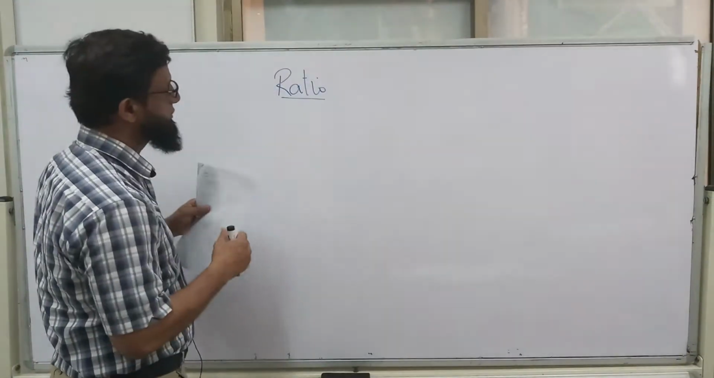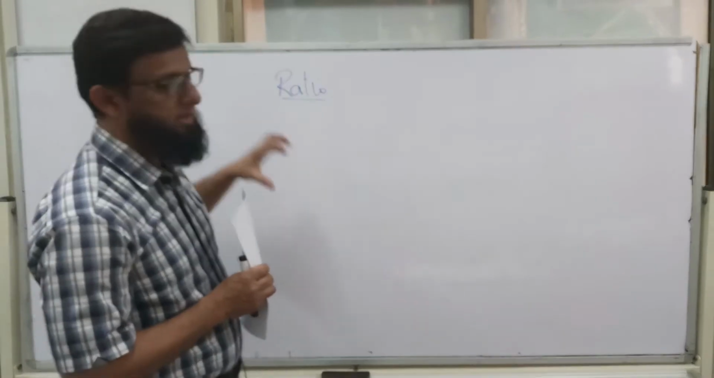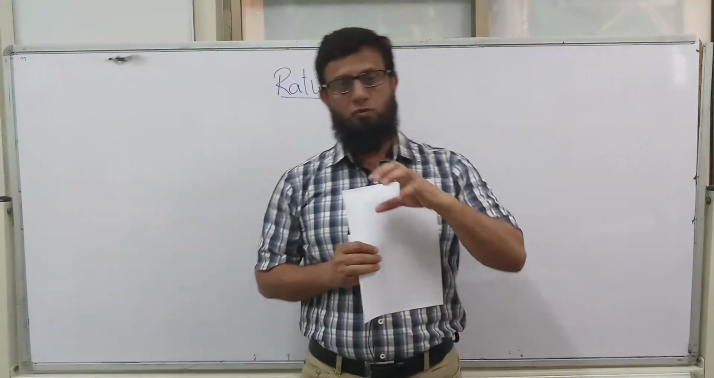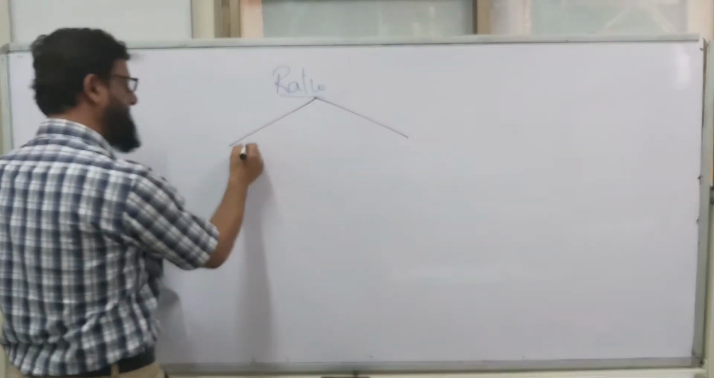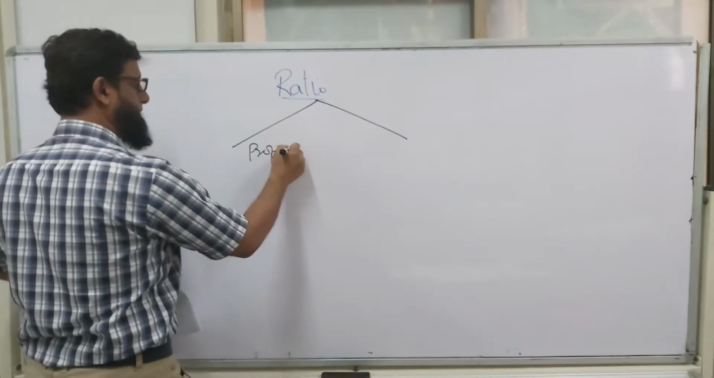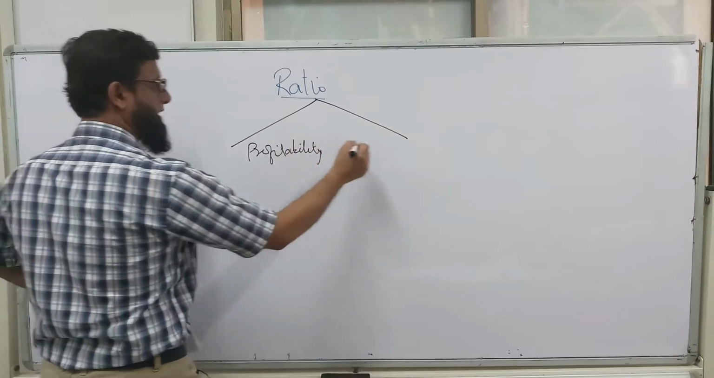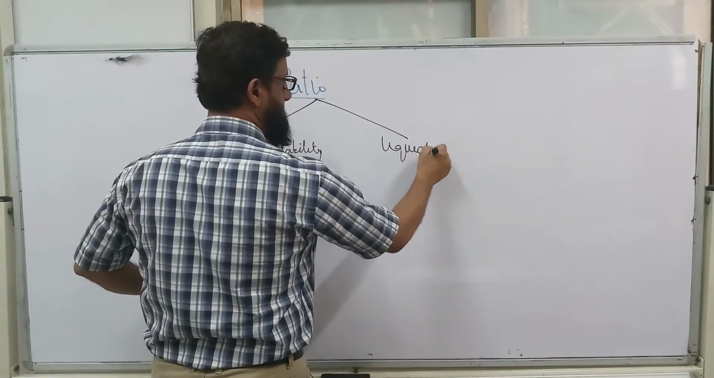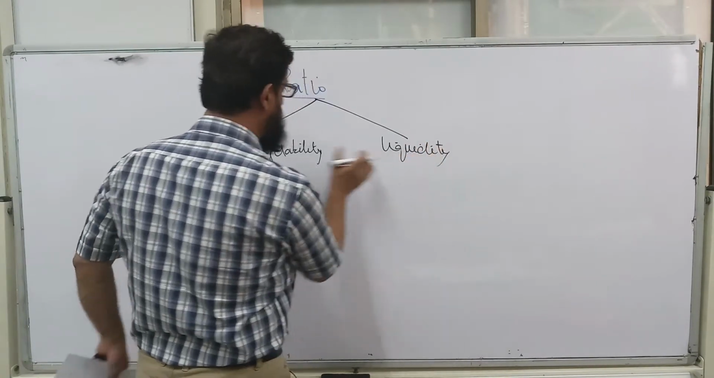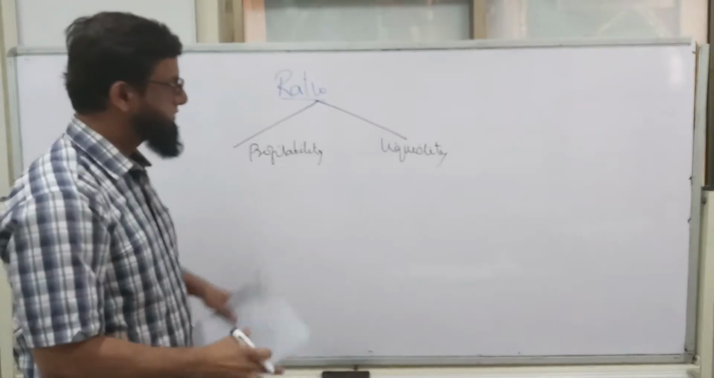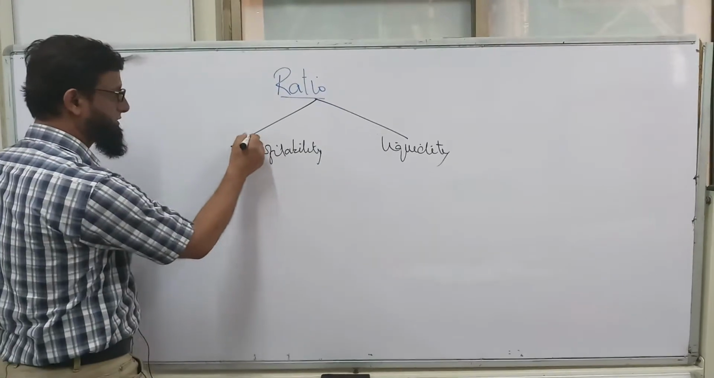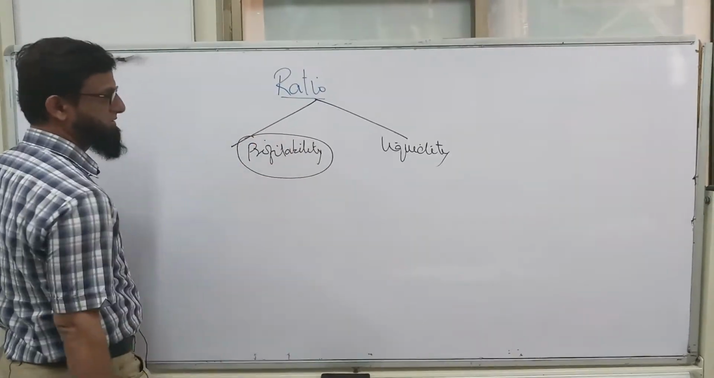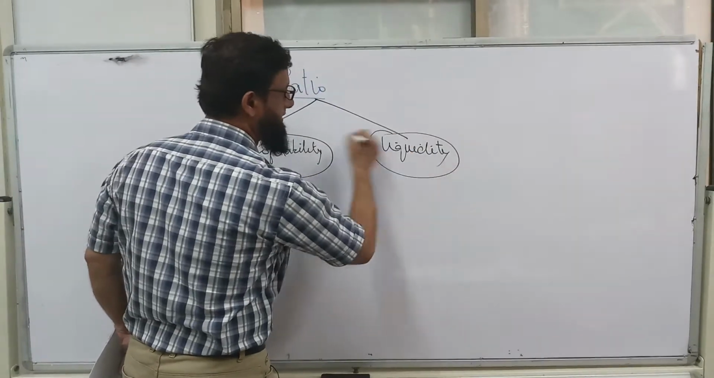Ratio, actually, what is the definition of ratio? Ratio is a technique to know the business performance. Business performance can be measured in two ways. One is profitability. And the liquidity. To know the profitability of the business and the liquidity of the business, we will take the tools of ratio analysis. There are few ratios which will explain the profitability of the business, and there are few ratios which will explain the liquidity of the business.